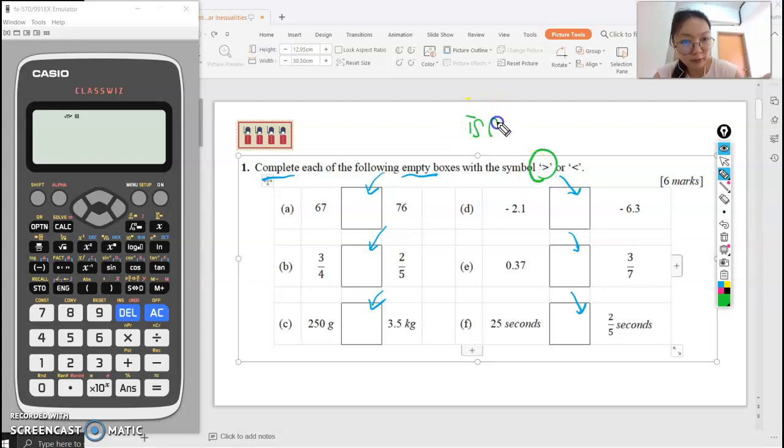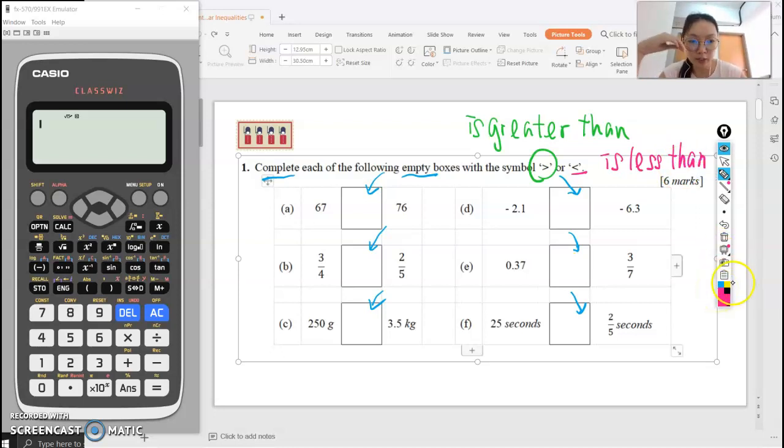is greater than 大于 or is less than 小于。Let's look at A.